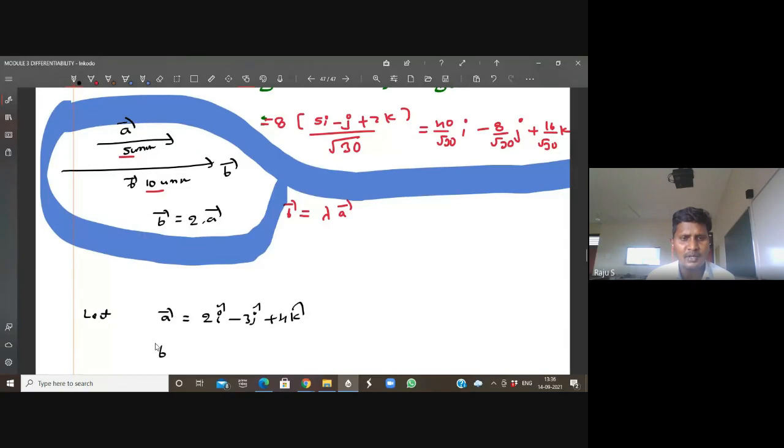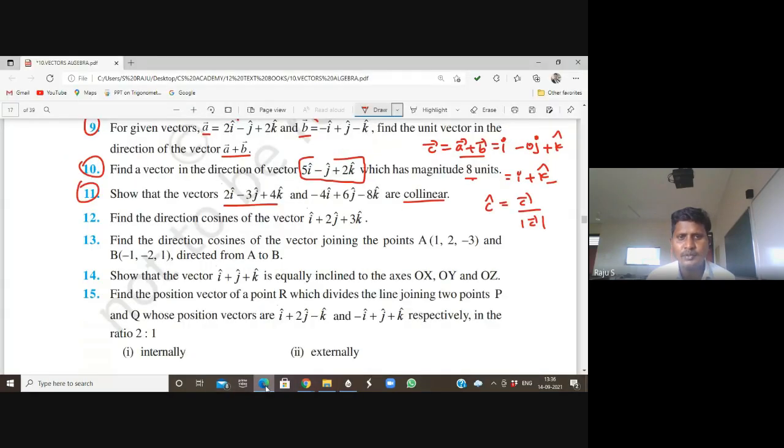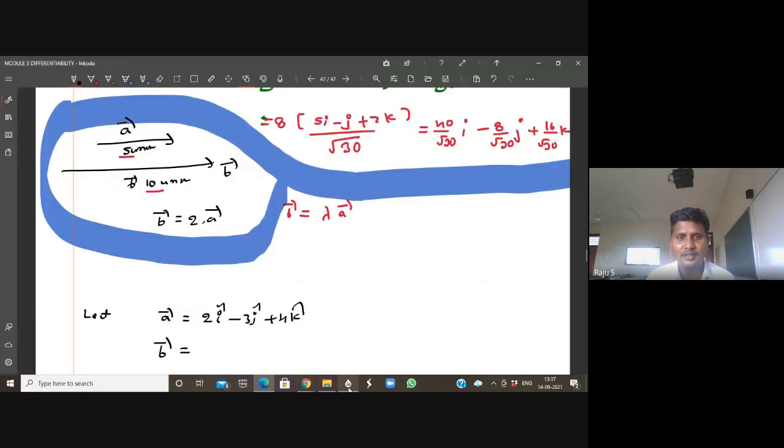And let us take vector B. Simply, students, the given vector A, you can multiply with minus 2. When you multiply with minus 2, you will get the vector B. Let us take B as minus 4i plus 6j minus 8k. Now, these are the two vectors I am considering as A and B.